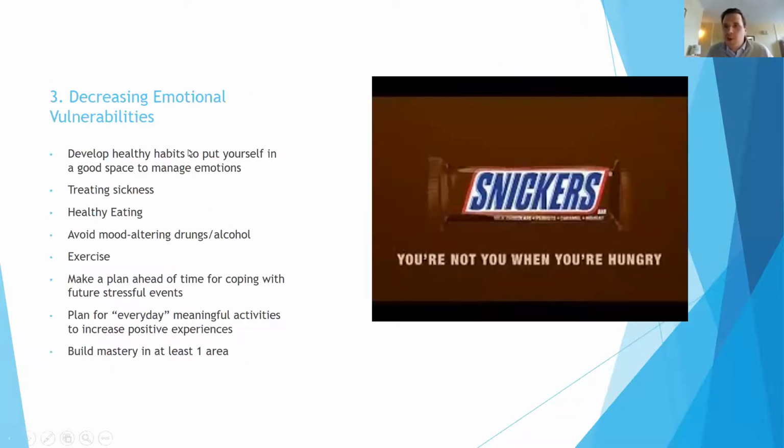And so let me keep going, and then we'll. So that's the second way of regulating, or second goal for regulating, and I'll save some time at the end for questions, hopefully. All right, and then the third way is this idea of decreasing our emotional vulnerabilities, right?